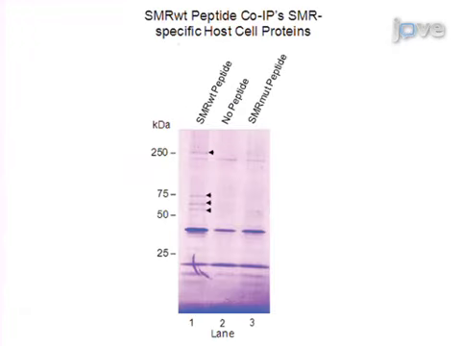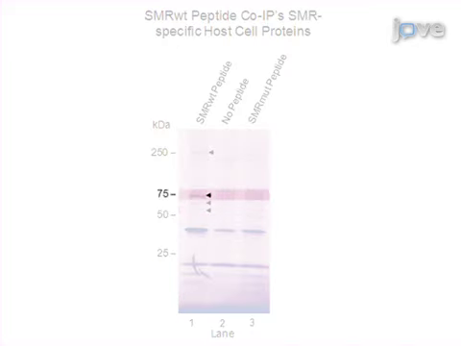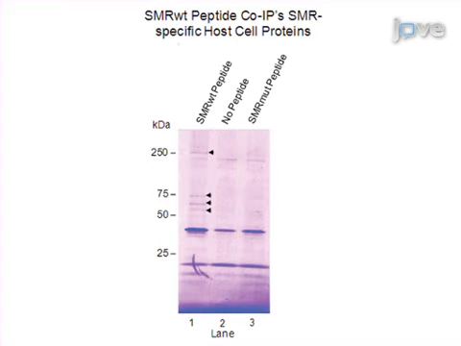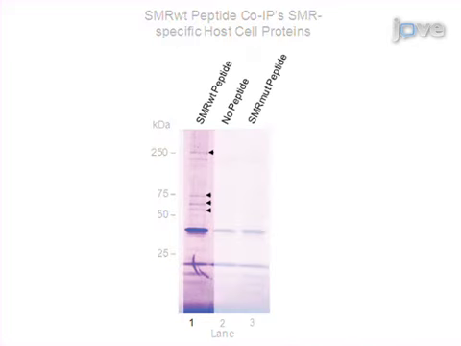This image of the Coomassie-stained SDS-PAGE gel shows the co-immunoprecipitation of 4 proteins by the SMR wild-type peptide, with 60, 65, 75, and 250 kilodalton sizes. The negative control SMR mutant peptide did not capture these proteins, and these proteins did not non-specifically interact with the affinity resin in the absence of the SMR wild-type peptide. These results suggest that the co-immunoprecipitated proteins were interacting specifically with the SMR motifs of the SMR wild-type peptide.